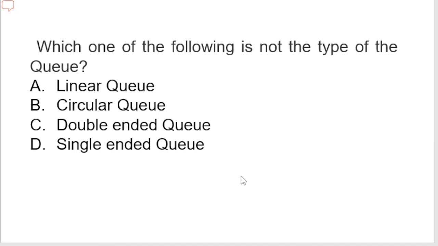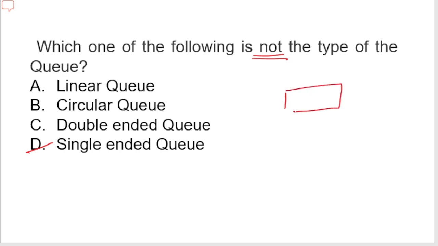First question is, which one of the following is not the type of queue? Options are linear queue, circular queue, double-ended queue, single-ended queue. So guys, it is important, it is saying not type. So the answer is D, single-ended queue. Queue has two ends.